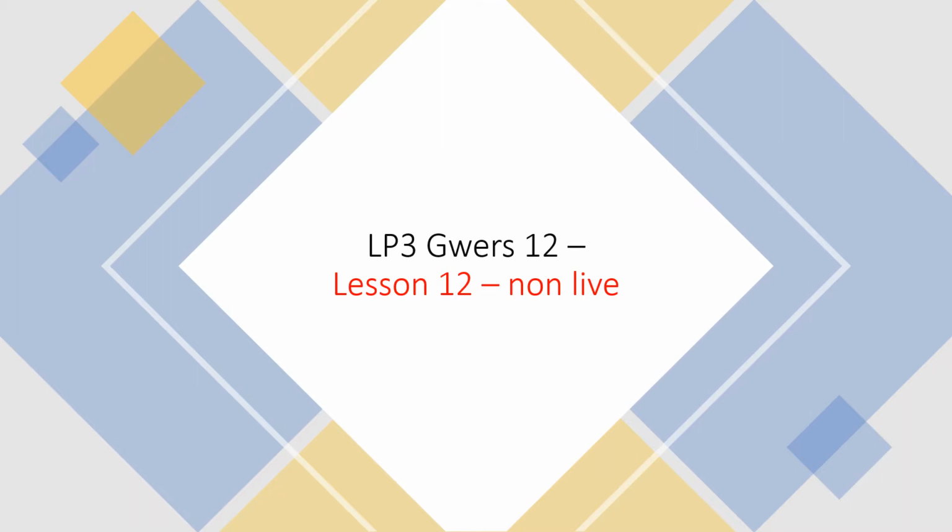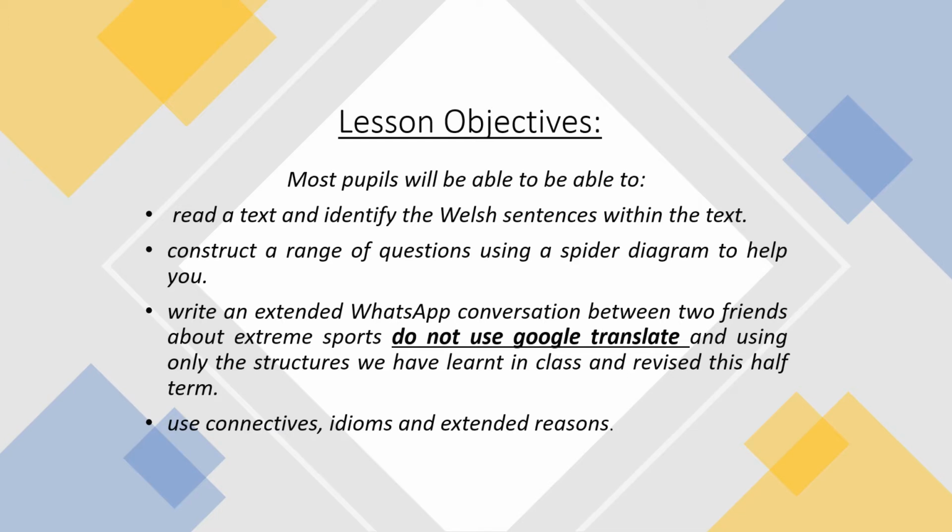In today's lesson, most pupils will be able to read a text and identify the Welsh sentences within the text, construct a range of questions using a spire diagram to help you, write an extended WhatsApp conversation between two friends about extreme sports, do not use Google Translate, and using only the structures we have learnt in class and revise this half term. And hopefully you'll be able to use connectives, idioms and extended reasons to make your conversation better.